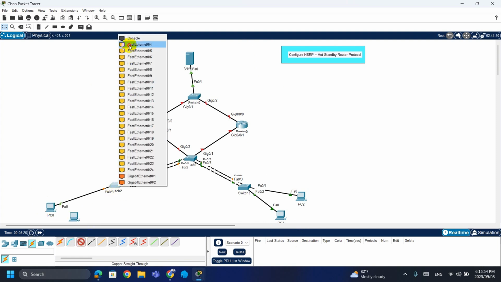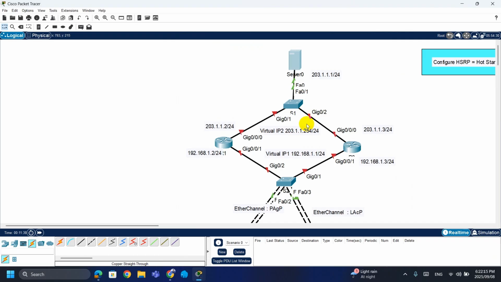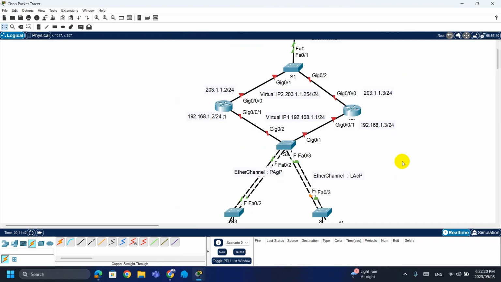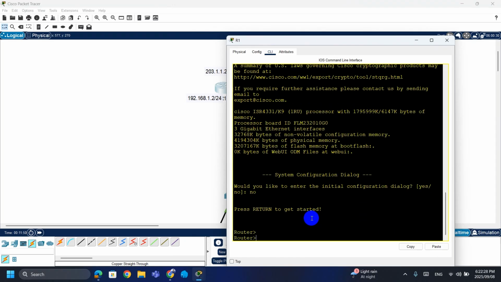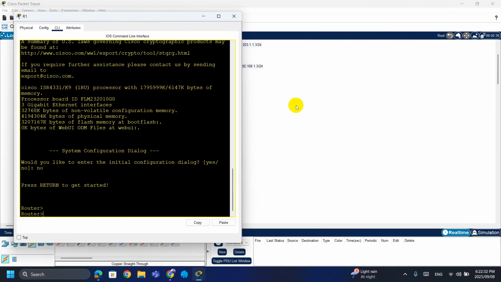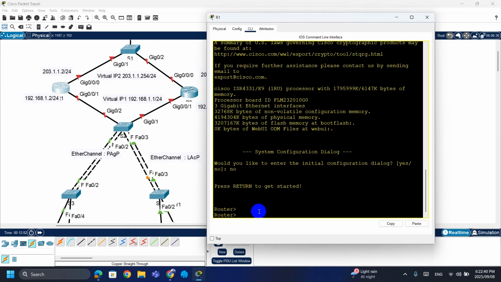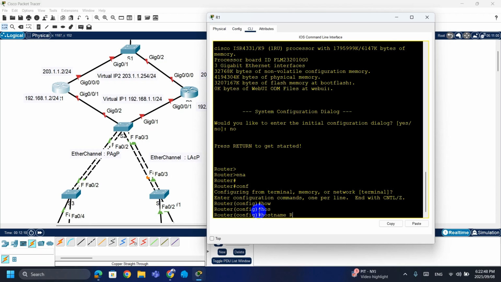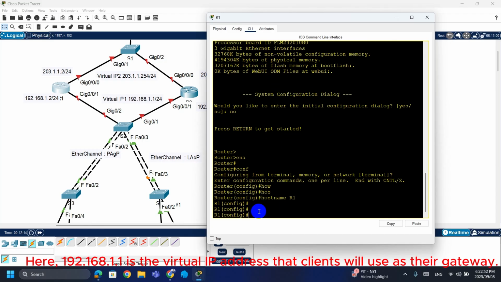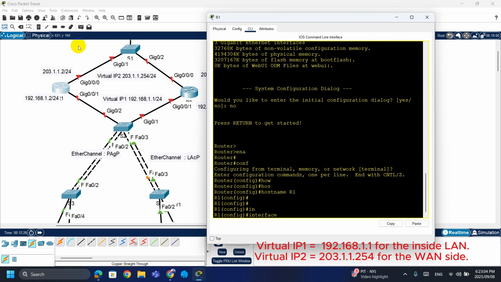Okay, now I am designing the topology for HSRP to configure together. Let's configure HSRP on 2 routers. On router R1, active. Here, 192.168.1.1 is the virtual IP address that clients will use as their gateway.